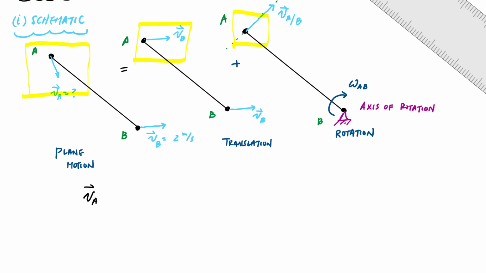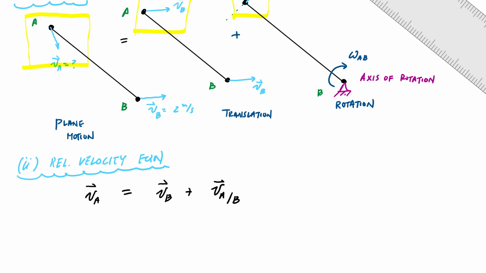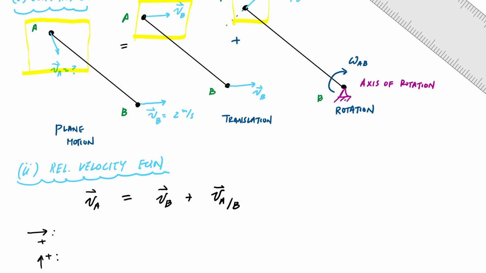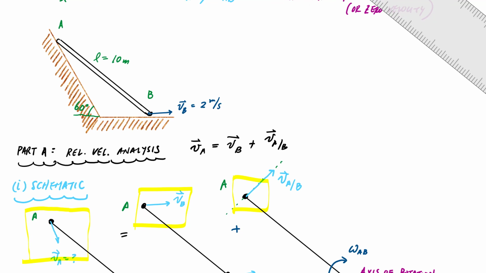So I'm going to focus on that point, and this will be VA is equal to VB plus VAB. To solve this problem, I'm going to break this up into components. I'm going to look at the horizontal component and the vertical component like this. According to my drawing, my guess is that the velocity of A is going down the ramp or the incline like this.